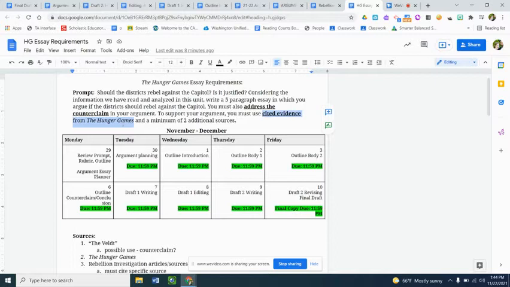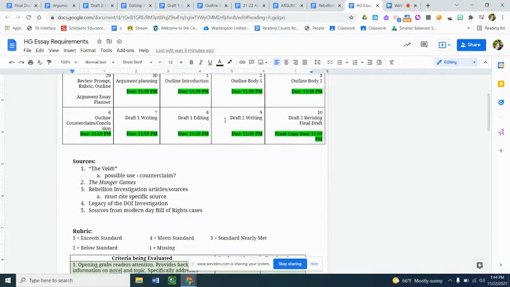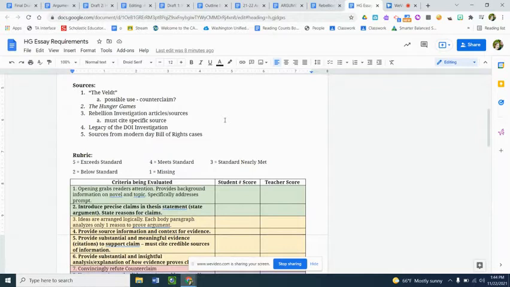Anything that comes from the Hunger Games must be a direct citation, and you need a minimum of 2 additional sources. So I'm going to scroll down past the calendar for a second so that you can see this. Here are the sources you're allowed to use. For this unit, you can use the VELT. I thought this one might work okay for counterclaim. If you're saying rebellion, some may say rebellion is unjustifiable. You could say, yeah, some rebellions are unjustifiable, like these kids rebelling against their parents was unjustifiable in comparison to what the districts are experiencing. So you could use the VELT.